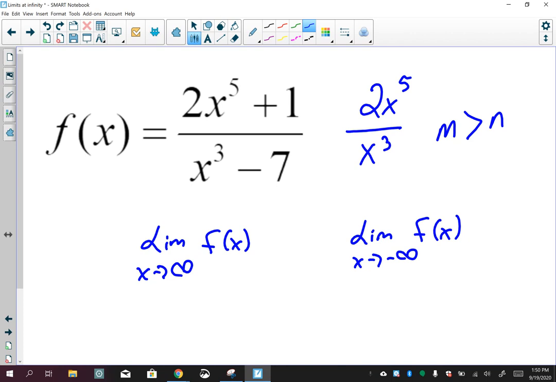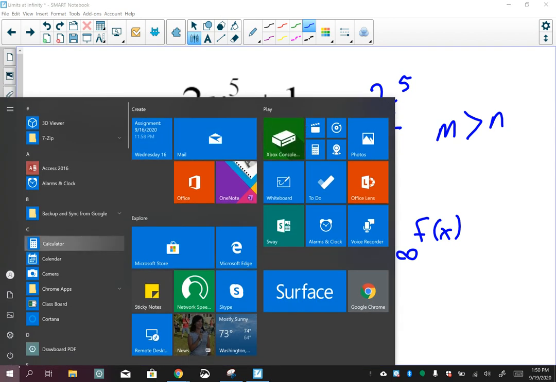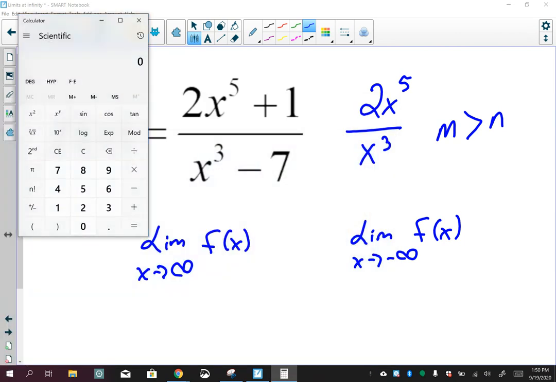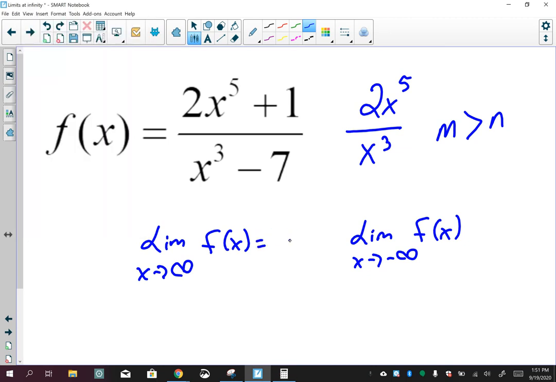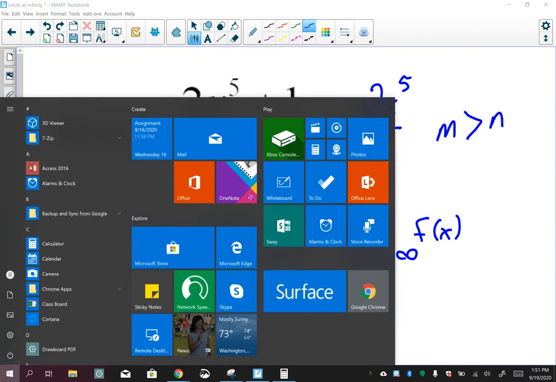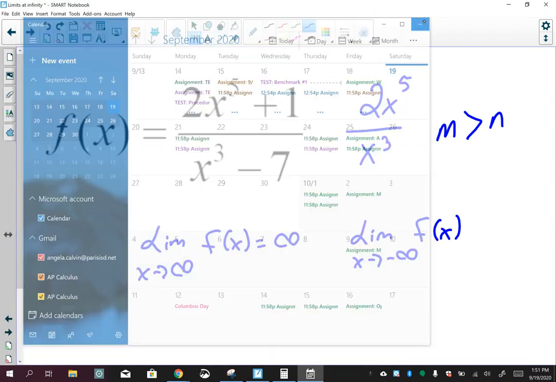So if I plug in, I don't know, let's say 10. Well, do I have a calculator in this thing? Oh, I do. Yay. So I have 2 times 10 to the fifth power, and then divided by 10 to the third power. So that gives me a positive number. So I know that I'm going to wind up with infinity on that one.